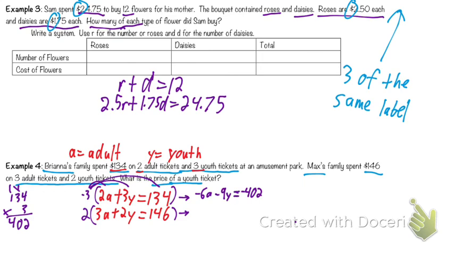Let's do our second equation. 2 times 3a, 6a. Very good. 2 times 2y, 4y. Very good. Equals 2 times 146. Okay, well, let's do this off the side. Maddie's already got this one. 292. Nice work. Okay.